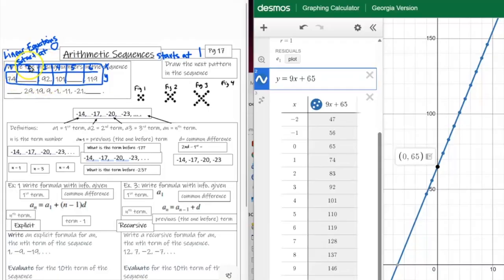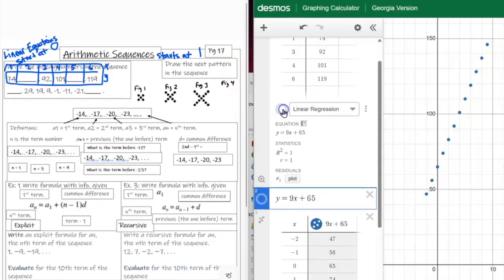Notice x is 1, 2, 3, 4, 5, 6. X is not 1.5. It can't have this. So if I was to draw a sequence, what I would have to do is draw just the dots. So this would be a sequence because I can't have 1.5. I can't have something in the middle here. So this is a sequence. This is called discrete. So I'm going to go ahead and write that down. And my spelling, you might also want to double check.